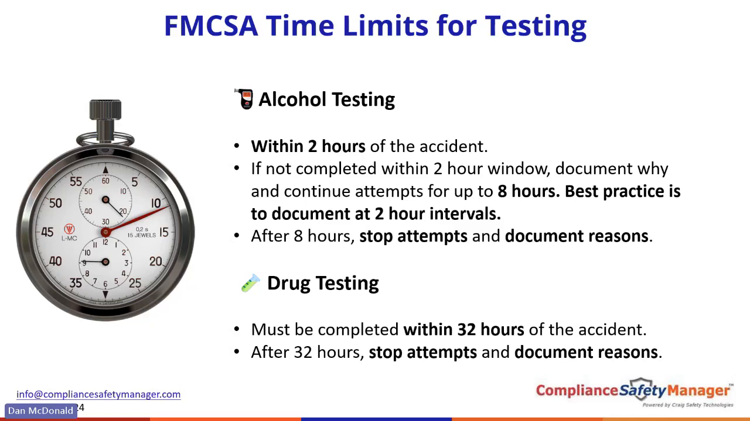We can see on the slide for alcohol testing, ideally the test should be completed within 2 hours of the accident occurring. That isn't much time, which is why having a plan in place is so important. The regulations go on to say if the test is not completed within 2 hours, employers need to document why it wasn't completed and then continue attempting to complete the test. After 8 hours, the employer can discontinue attempts to test.